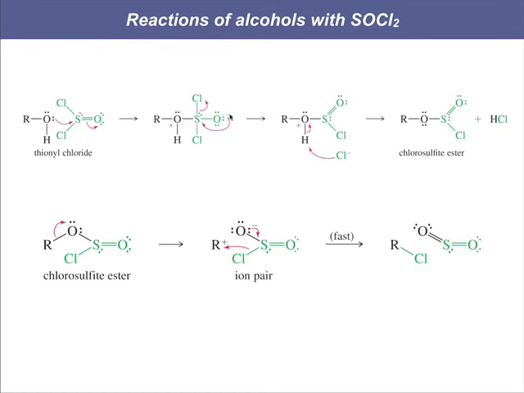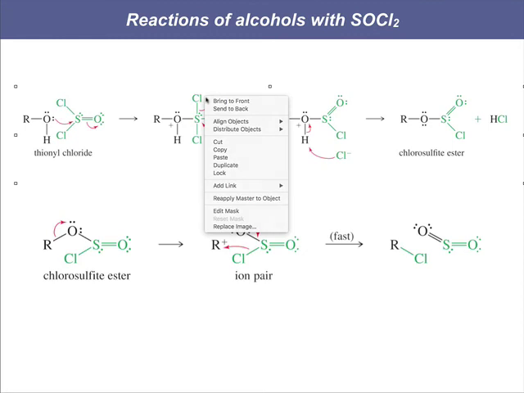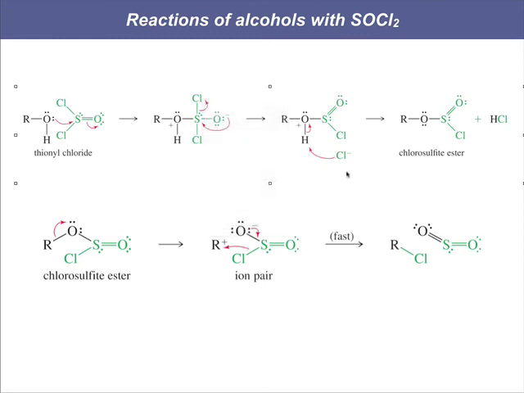The electrons are going to come back down off the O. Instead of kicking off the alcohol, it'll kick off one of the chlorines. That chloride can come back, grab the hydrogen, and get us back to a neutral molecule called the chlorosulfite ester. That's a stable molecule and can be isolated and purified.